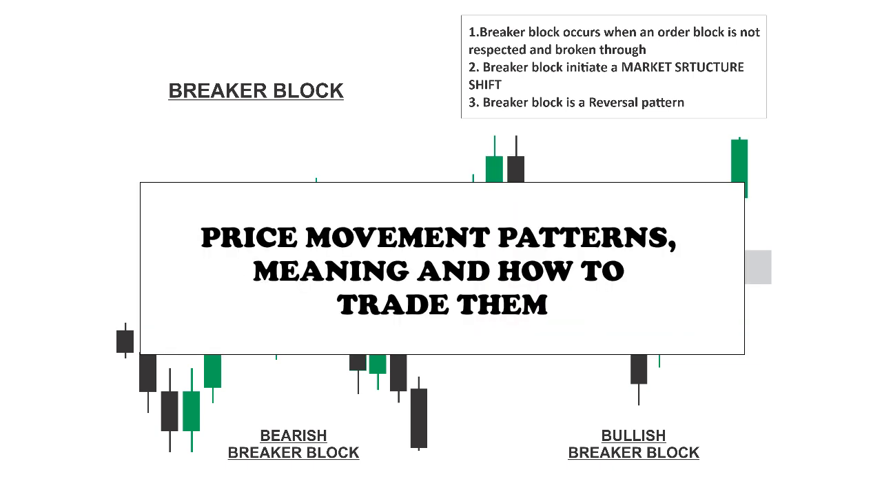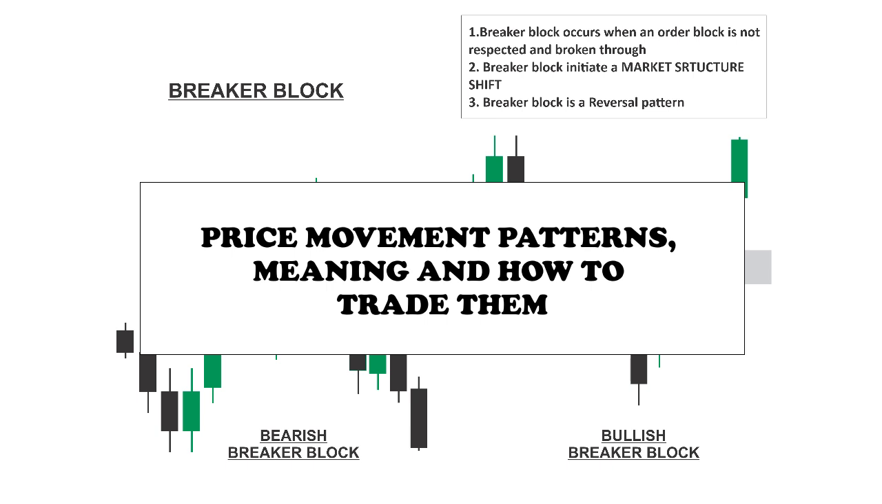I want you to understand that price movements create a lot of patterns that determine the institutional order flows in the market. In this video, we're going to be looking at these patterns created by price movement, and what to expect from them whenever we spot them play out in the market. Stay tuned and don't go anywhere. Now, let's look at them one after the other.